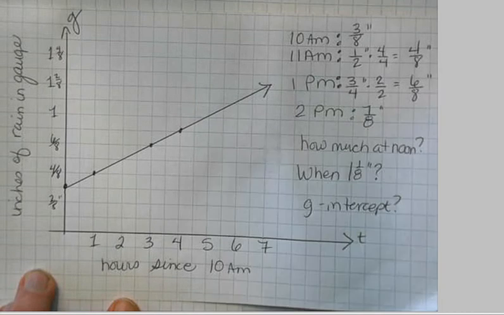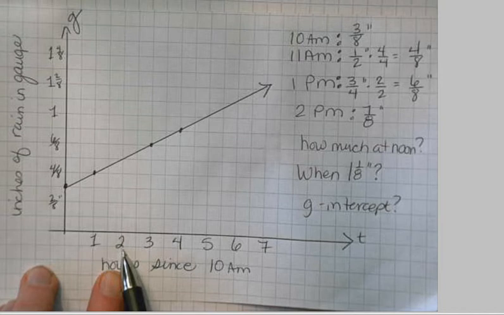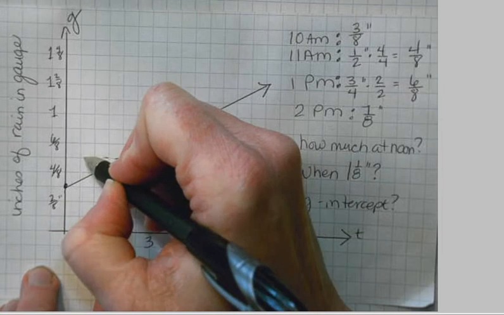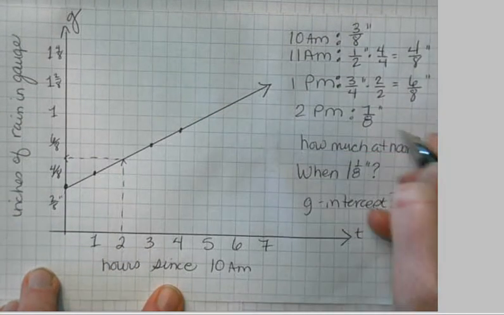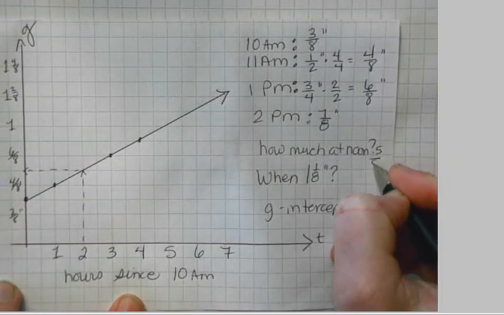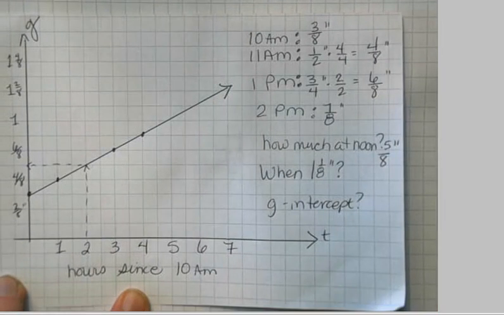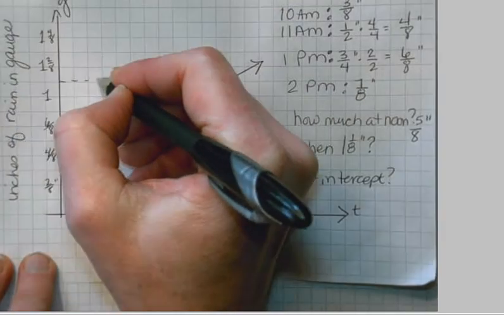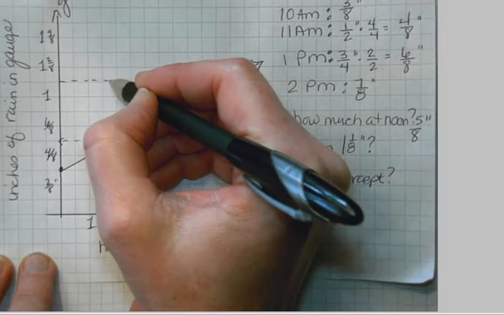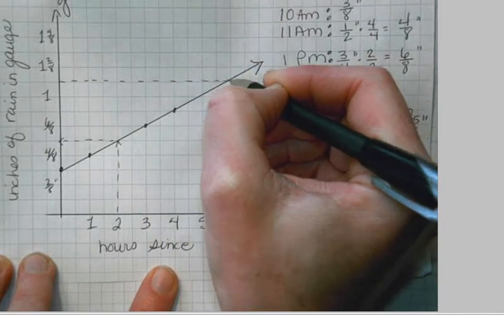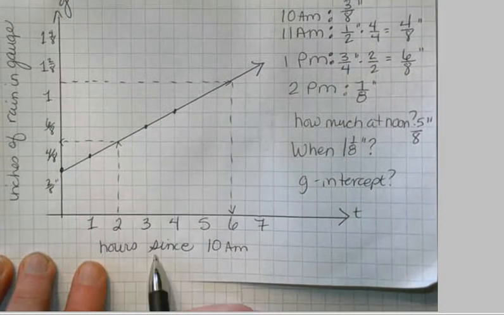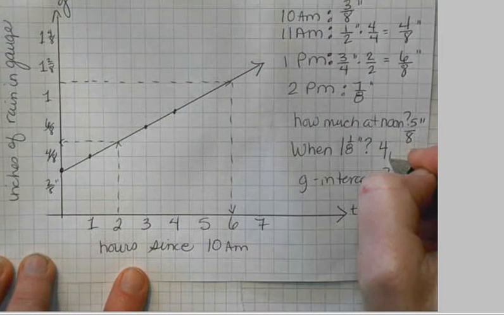So the first question is, how much rain would we expect would have fallen at noon? Well, noon is 2 hours since 10 a.m. So if we follow that information up to our graph and then cut over here, we can see that's going to correspond to 5/8 of an inch. So we'll go ahead and put that information here. 5/8 of an inch had fallen at noon. When would we expect that 1 1/8 inch had fallen? Well, 1 1/8 is up here between 1 and 1 2/8. So we'll see where that hits our graph. Hits it right there. We're going to come straight down. We're going to see that that's at 6 hours since 10 a.m., so that would be at 4 p.m.